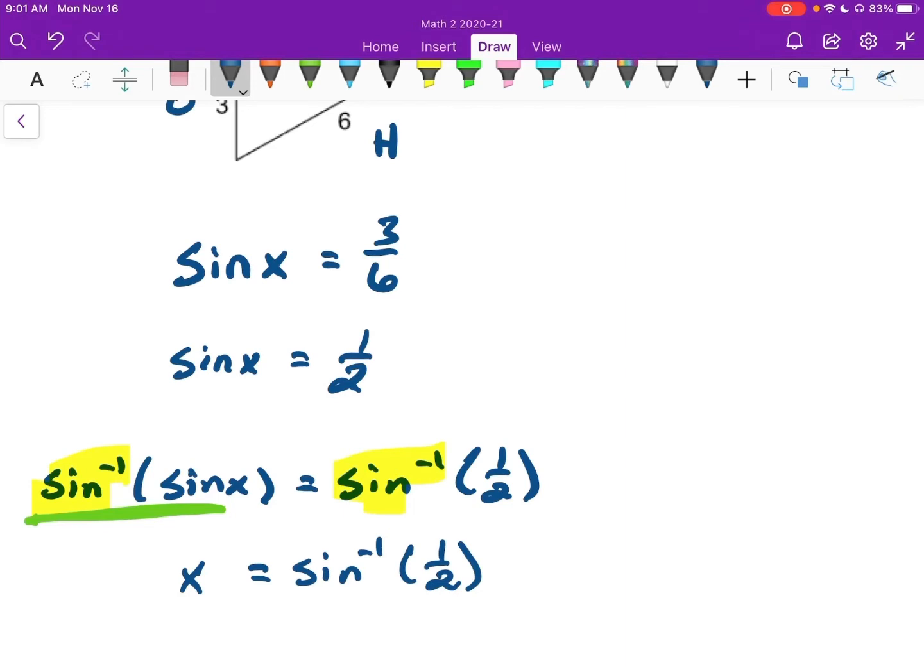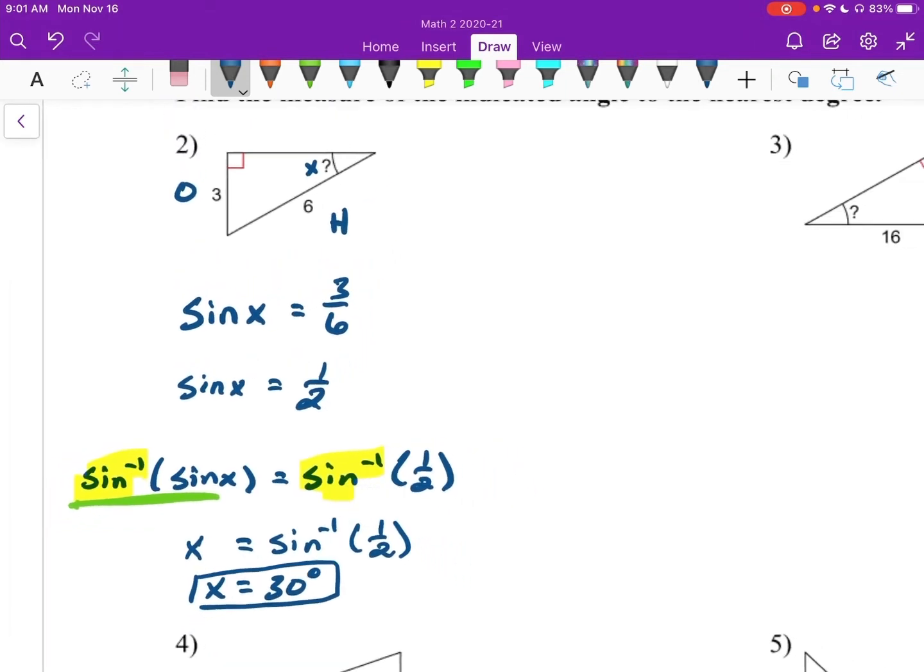So on our calculators, a lot of the time we have to press the second button before we get to sine inverse. So I'm going to press second sine, and then 1/2. And I get 30. So x equals 30. And we're talking about degrees, right?